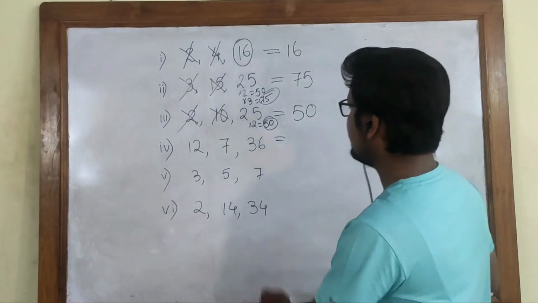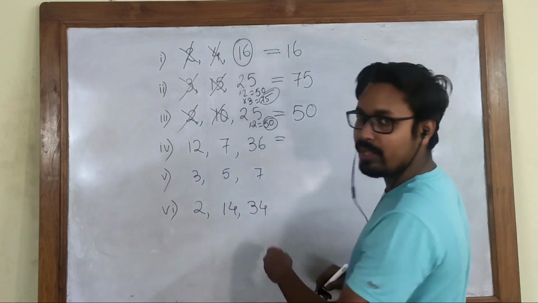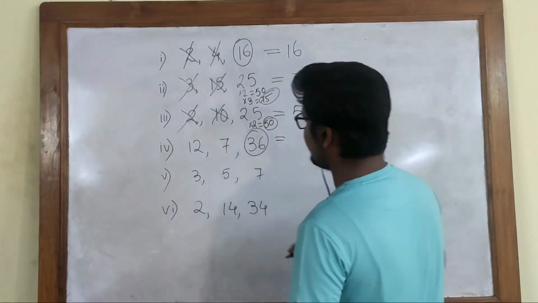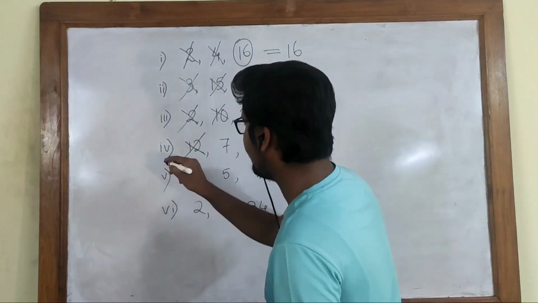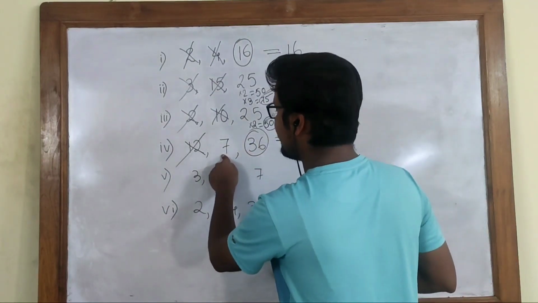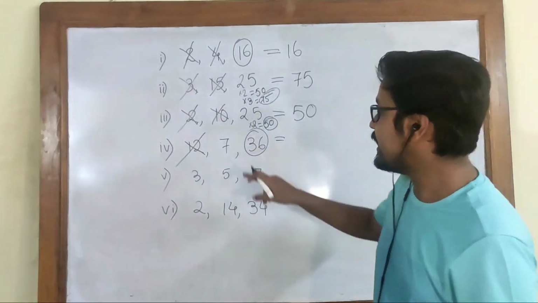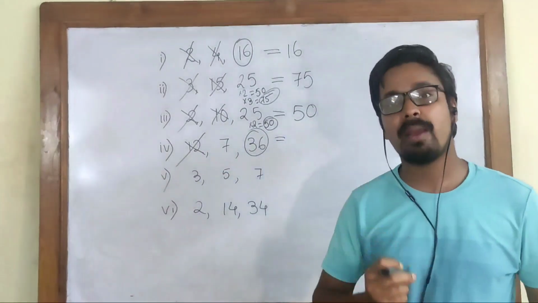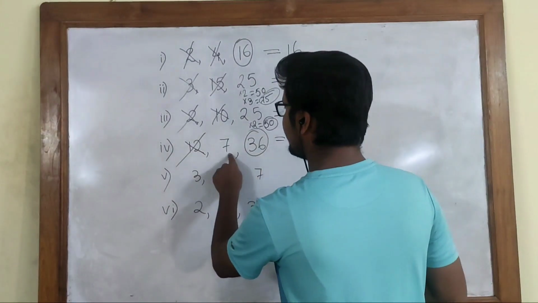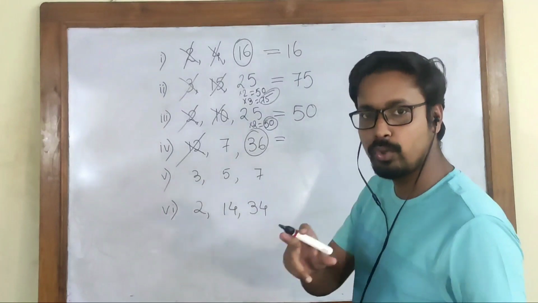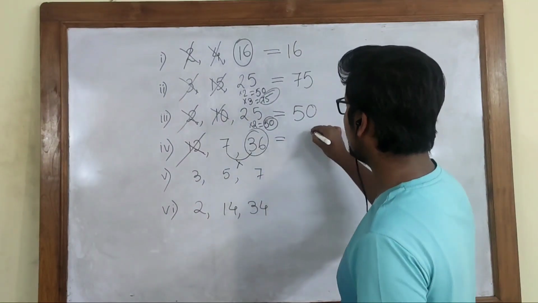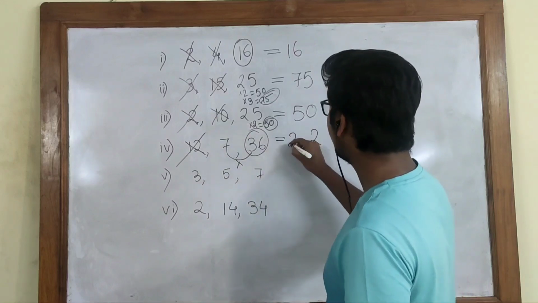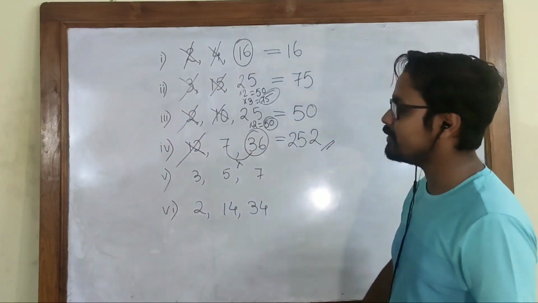So what do we do? 36, 7 and 12. The highest number is 36. Is 36 divisible by 12? Of course, yes. So give it a cross. But is 36 divisible by 7? No. And 7 is also a prime number. So if you find one of these numbers which is a prime number, you multiply these two. 7 into 36 is 2, 4 carry, 252. And 252 will be the LCM.